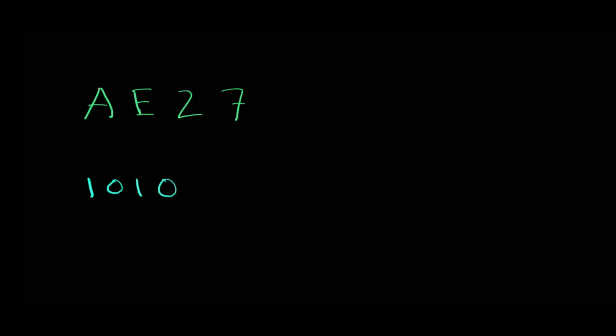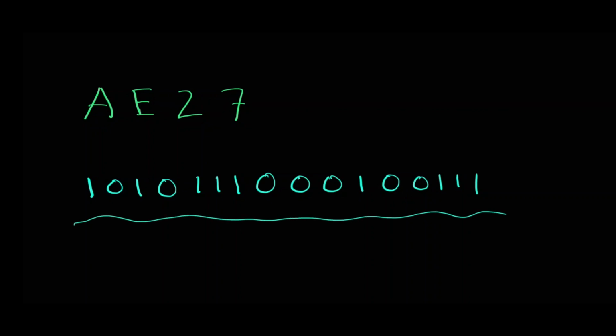Next we can do E. E in hexadecimal is equal to 14 in decimal, and 14 in decimal is just going to be 1110 in binary, because 14 is 8 plus 4 plus 2. Next we have 2 in hexadecimal, which is just 2 in decimal, and that's 0010. And then finally we have 7, which is also 7 in decimal. So it's going to be 0111, because 7 is 4 plus 2 plus 1. So that's pretty easy. AE27 is just going to be this.